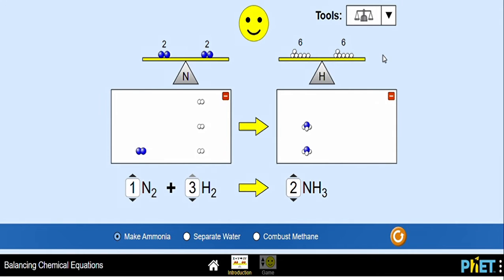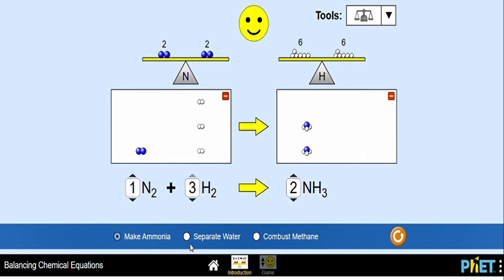Now students, the reaction is balanced. You can see the happy face, right? You can see here on both sides, both molecules we have, which are nitrogen and hydrogen, are balanced on both the sides. Okay, so this is the way of balancing a chemical equation.